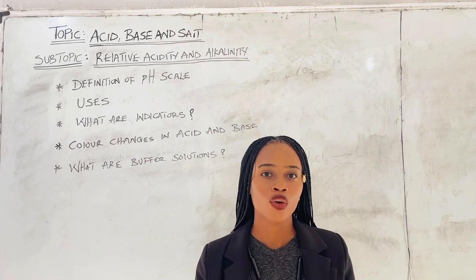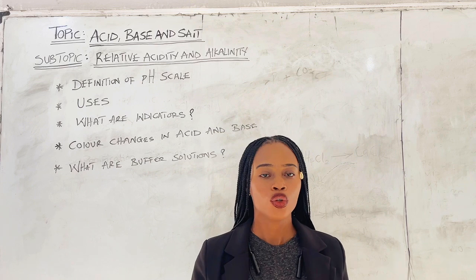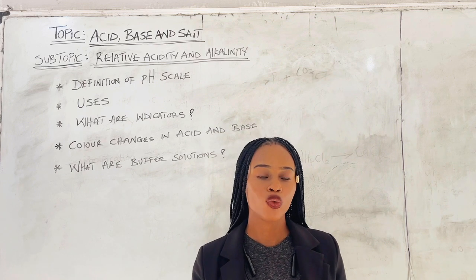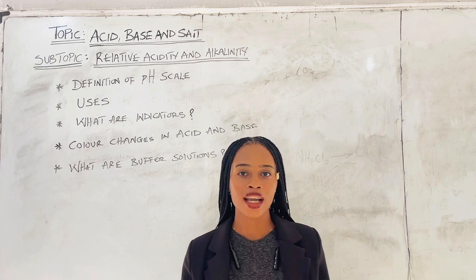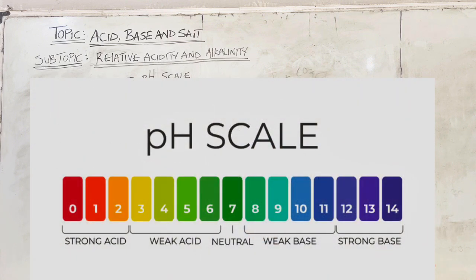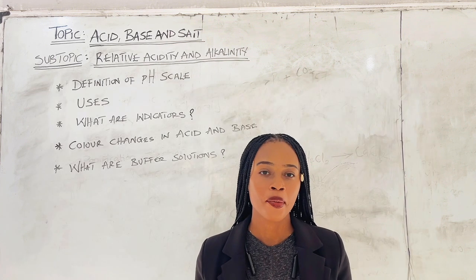Now, the pH scale is measured from 0 to 14, and 7 being what? Neutral. So as you can see in the diagram in front of you, we have 0 and then we have 14. Now, 7 is neutral, and that is where water usually falls under. Now, anything from 6 to 1 is what? Your acidic, and anything from 8 to 14 is your alkaline or basic.